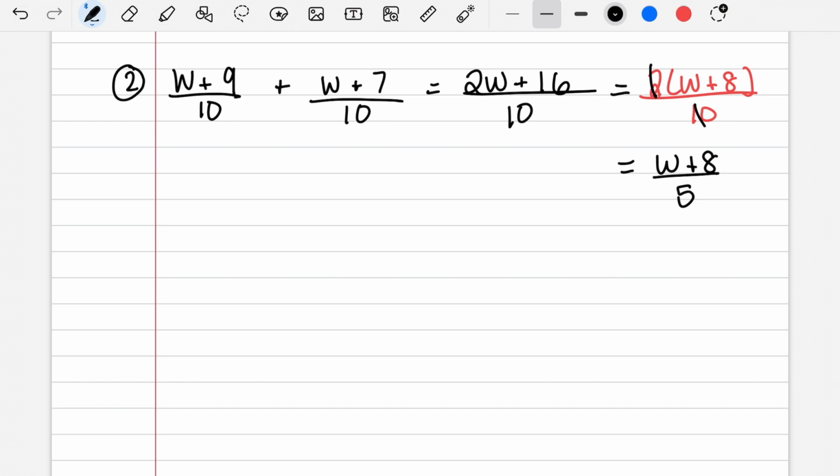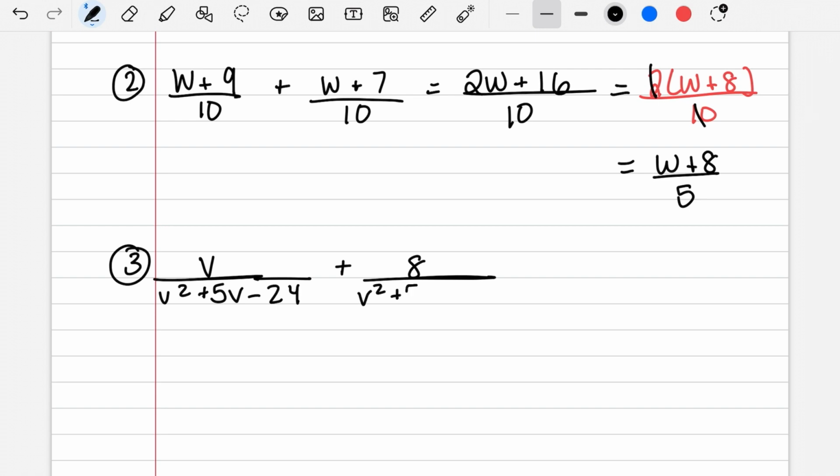But what's going to happen when we have denominators that aren't just a single number, but instead denominators that are polynomials? That's when things get a little bit more complicated. Let's take a look at an example. V over v squared plus 5v minus 24 plus 8 over v squared plus 5v minus 24.